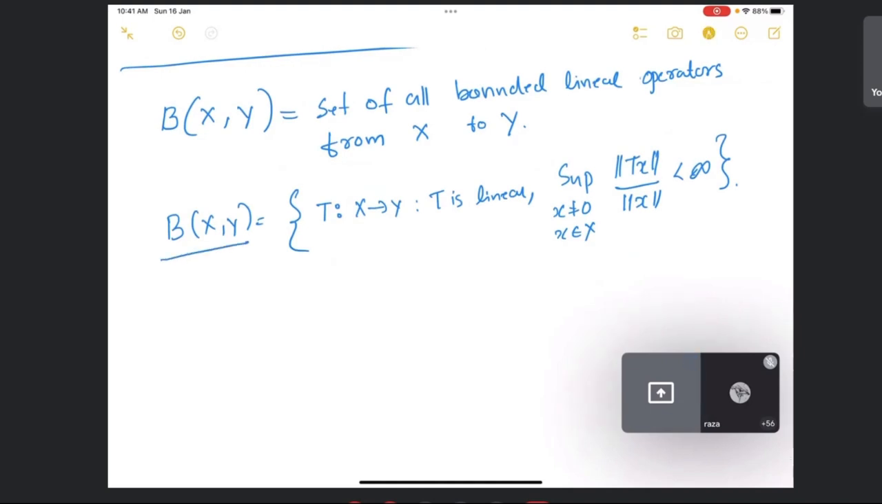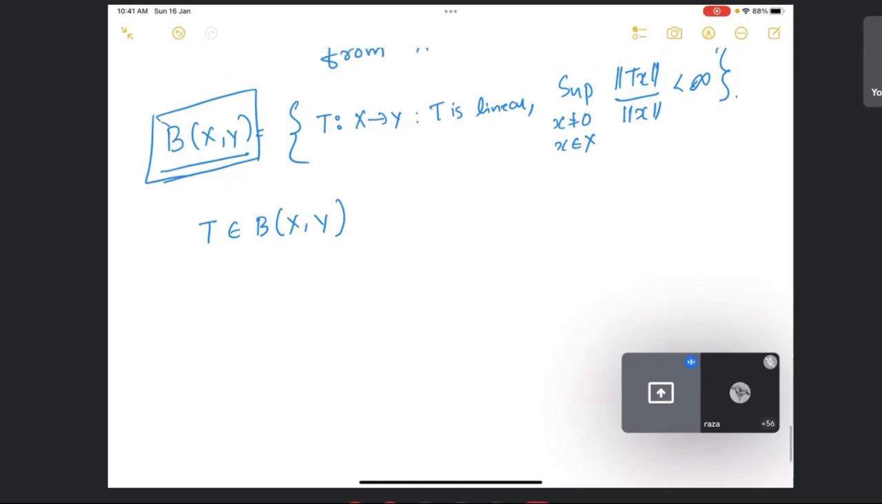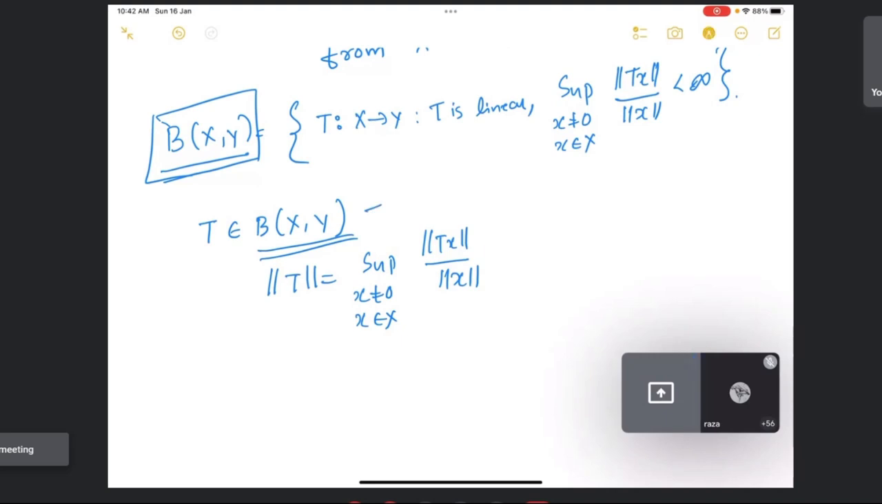Then you can make this collection into a normed space. And how to do that? Anyway, this is a vector space that you can check very easily. Now, how do we define a norm on B(X,Y)? You take an operator T in B(X,Y), and you know that T is linear and it is bounded. You define norm T to be the supremum over x not equal to zero, x in X, of norm Tx by norm x. So in this way, you can make B(X,Y) into a normed space.